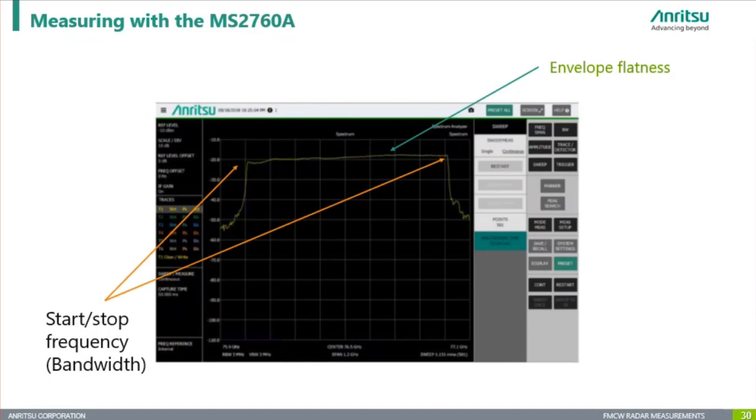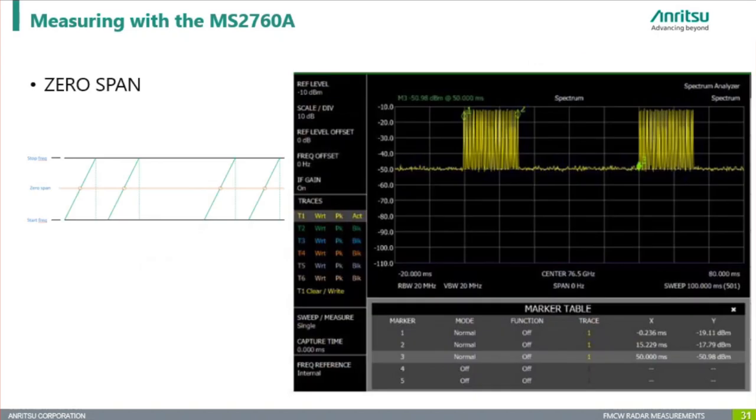Once the frequency sweep trace is completed, key parameters such as the envelope flatness, start frequency, and stop frequency can be observed. Envelope flatness indicates the consistency of the signal amplitude across the sweep range. Start and stop frequency define the boundaries of the sweep, essentially verifying the radar's operational bandwidth. This analysis helps ensure signal integrity and performance across the desired frequency range.